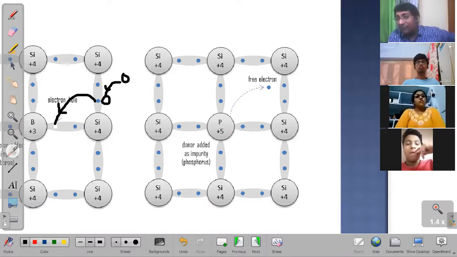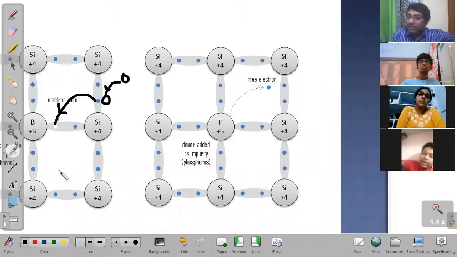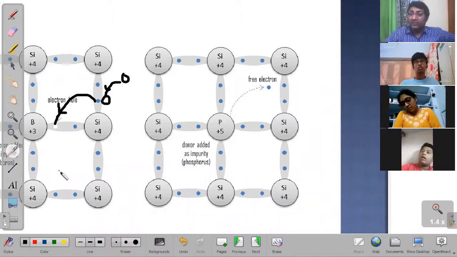So when you add phosphorus impurity, you have an excess number of electrons. Since an excess number of electrons are there, there are a lot of negative charges around, so we call it an N-type semiconductor. Lots of electrons, an N-type semiconductor. Shortage of electrons, we call it a P-type semiconductor. Guys, by the way, you don't have to remember anything that I'm saying. Try to get the logic, and in the future when you face this, it will become easy for you.